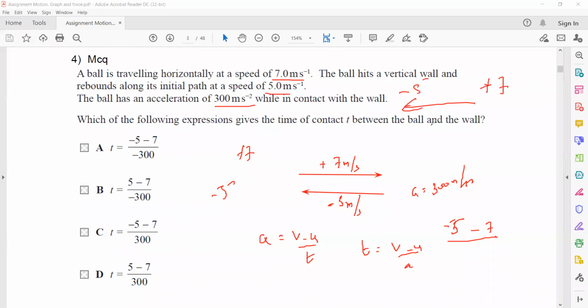So the magnitude of the velocity is decreasing. If it is decreasing, we call it deceleration, and whenever it's a deceleration, we substitute a negative sign. So we won't write 300, we'll write minus 300. So option A is the right answer. Is it clear, this question?